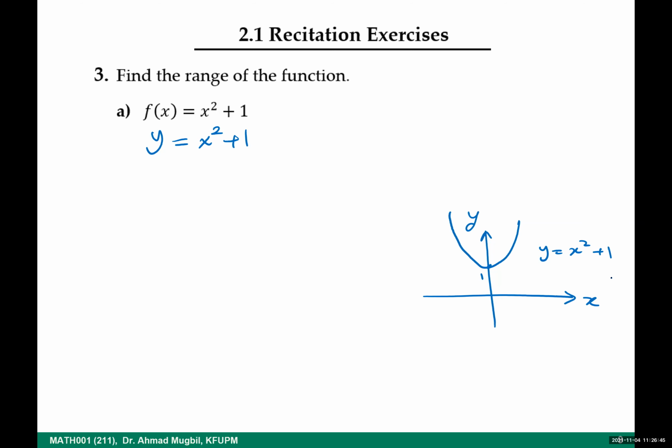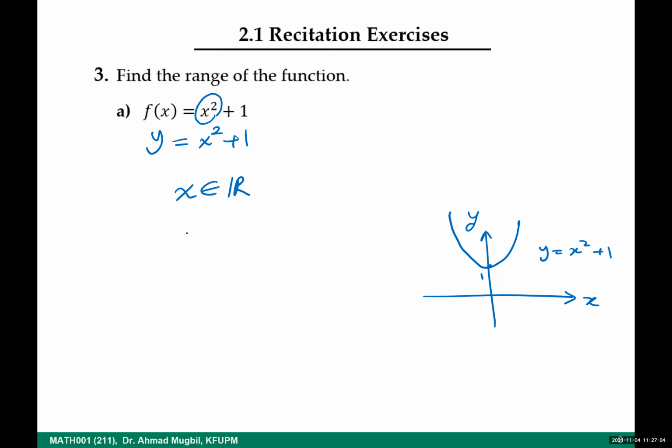You should start building your function. You will start from the domain and you will see what will happen. What is the domain of this function? All the real numbers. So x is a real number, because here it is a polynomial, and the domain of any polynomial is all the real numbers.